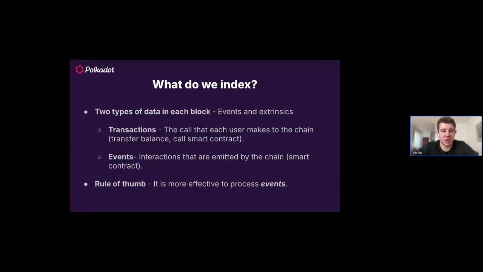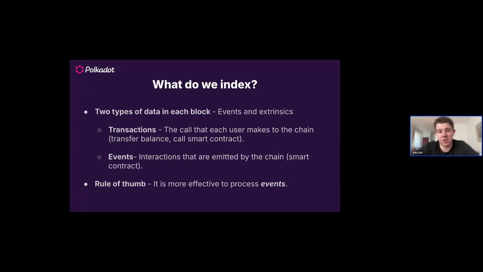And especially in Substrate or the Polkadot SDK, we have 2 types of data in each block. First, events, and second, extrinsics or transactions. A transaction is basically the call you make. For example, in the case of NFTs, you call the pallet, for example, NFTs pallet mint, and that makes the transaction. Even if you transfer balance or call a smart contract, that's basically the extrinsic you're making. Then there are events, and events are basically interactions that are emitted by the chain.